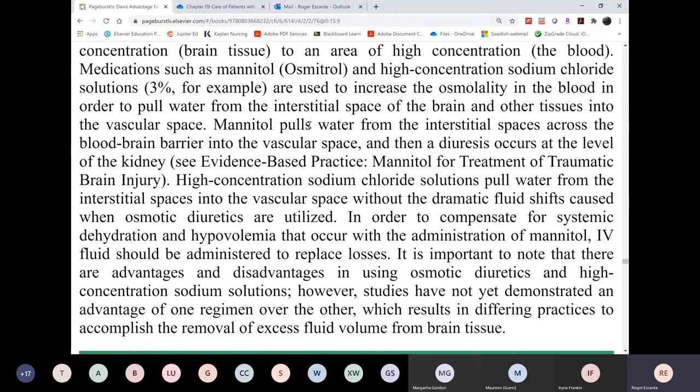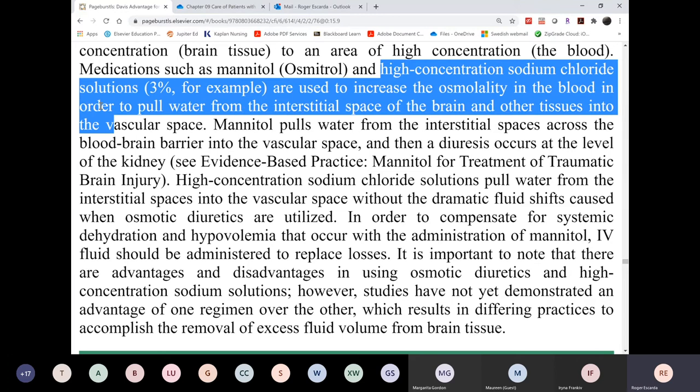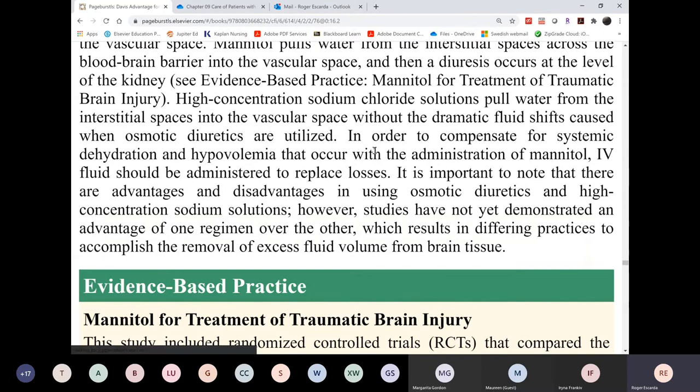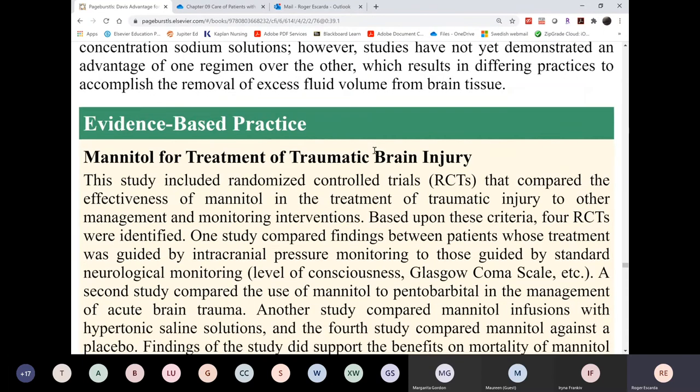This one has the same effect as 3% saline. Hypertonic saline, which is 3% saline, has the same effect. So they will pull water out of the extravascular space, either from the cells or from the interstitial space into the bloodstream, and then to the kidneys for excretion. So very good for decreasing cerebral edema, regardless of the type of edema, whether it's cytotoxic or vasogenic.